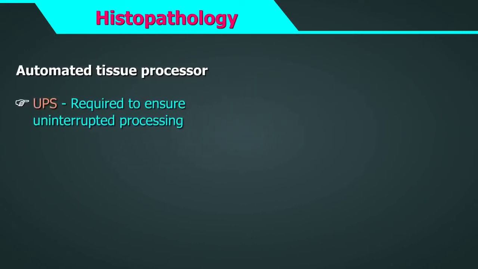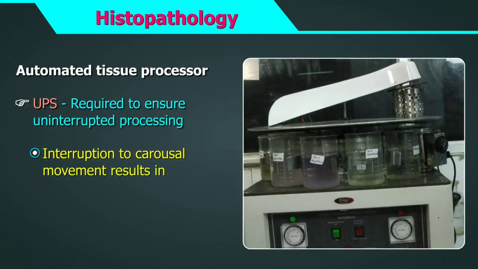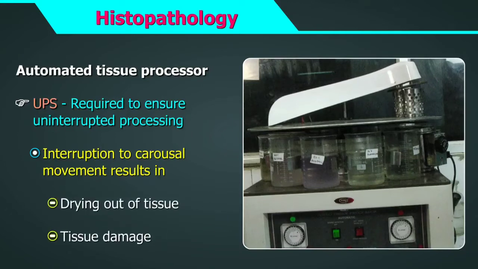The need for a UPS is very vital in ensuring uninterrupted processing. Since the processor is run during night hours, contingencies for breakdown should be followed in the event of a UPS malfunction. Interruption to carousel movement can result in the basket hanging above, leading to drying out and tissue damage. Similarly, prolonged immersion in xylene, isopropyl alcohol, etc.